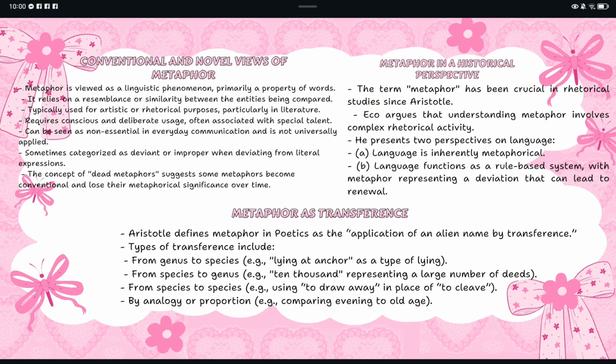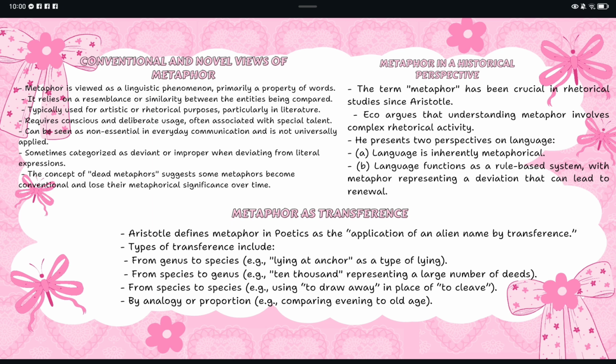So classical rhetoric generally favors the second option and considers the concepts of metaphor and metonymy as a matter of language alone, as opposed to the cognitive tradition which favors the first option. So the next one is metaphor as transference. According to Aristotle in the Poetics, metaphor is the application of an alien name by transference.